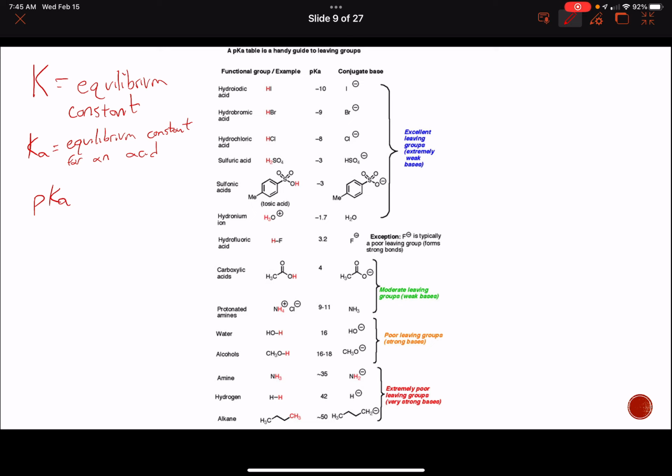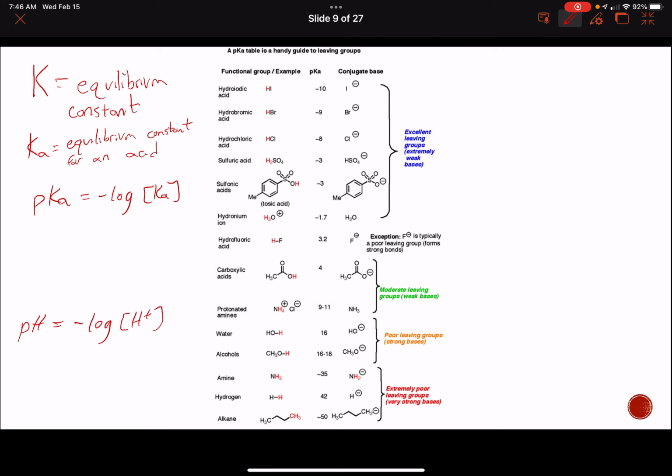pKa is like pH. We learned in pre-A-level chemistry that pH is the negative log of the H plus or the H3O plus concentration. pKa is actually just a transformation of Ka. It's the negative log of the Ka. The reason people compare pKa's instead of Ka's is because the numbers, on a logarithmic scale, look a lot nicer than 1.7 times 10 to the negative 11, for example. It's easier to just look at the number 10. So that's the idea here.